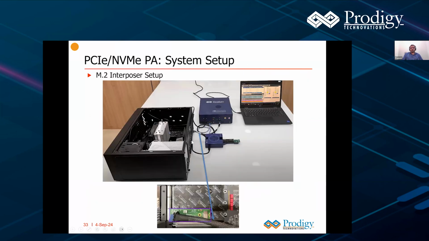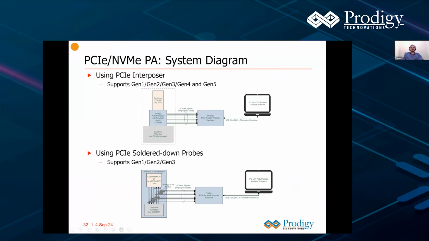Coming to the system diagram. For a normal interposer-based setup, we will have an interposer in between the host and the root complex. The interposer can be of different types based on the kind of interface, and we have the solder down probe option for up to Gen 3 speed.